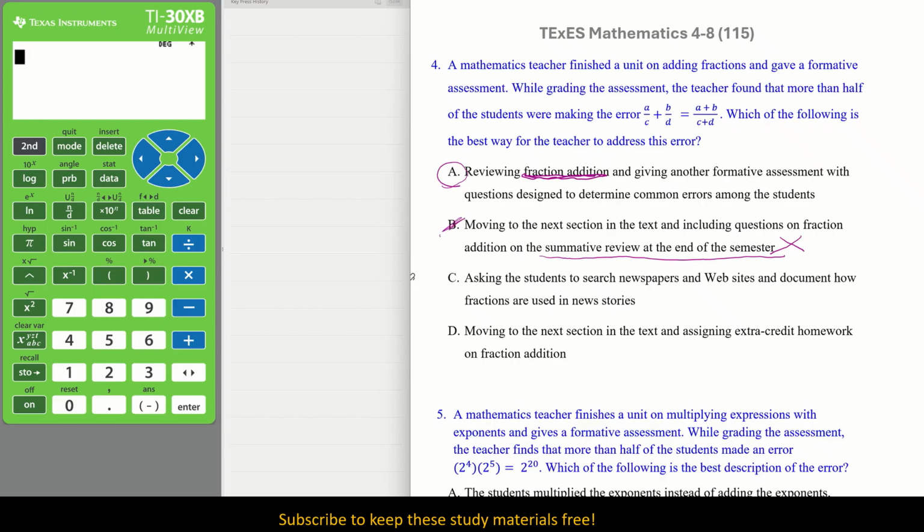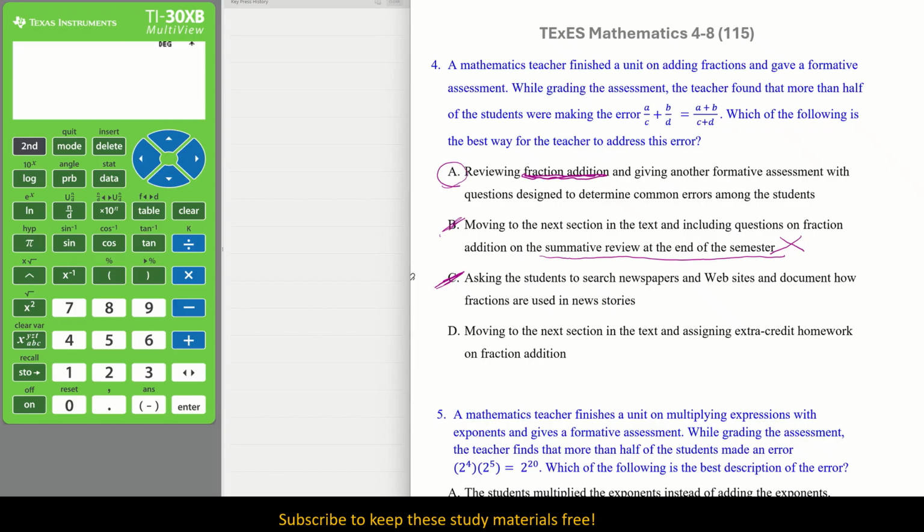Let's look at C. Asking the students to search newspapers and websites and documents on how fractions are used. No, right. Like they're going to know where to look and even look up the right thing. Are you trusting them when they already don't understand what's going on? Yeah, no. You cannot ask a student to do a little project on something that they didn't get in the first place. I don't like that. Sometimes you can in the beginning, it all depends. This is not the time for a mini project, okay?